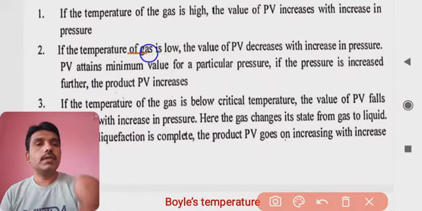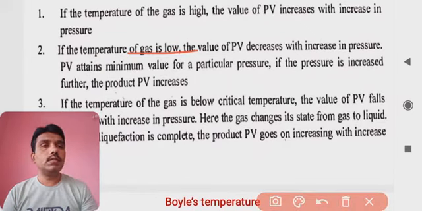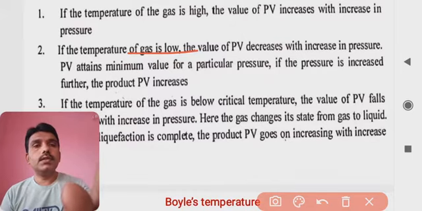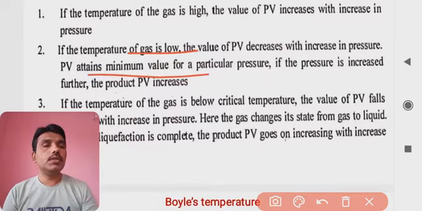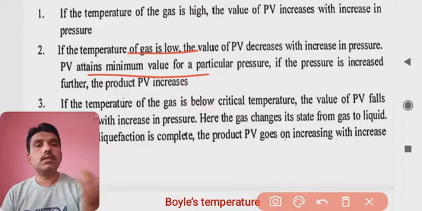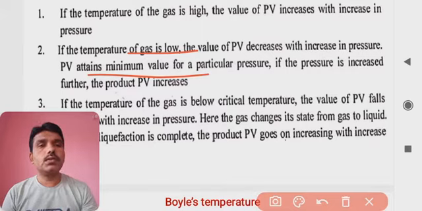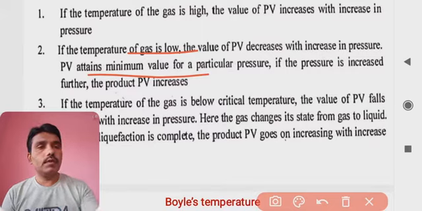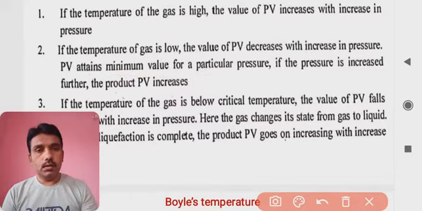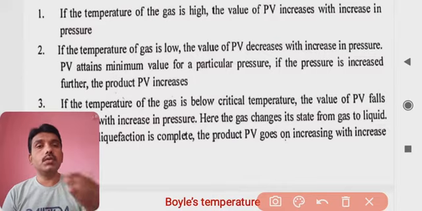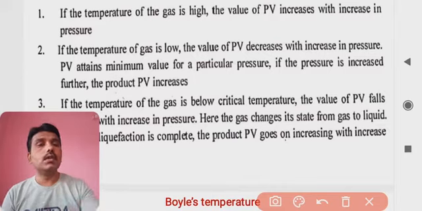if the temperature of the gas is low, the value of PV decreases with the increase in the pressure. PV attains a minimum value at a particular pressure. If the pressure is increased further, the PV also goes on increasing. So at the critical temperature, this decrease of the PV is going on, and then afterwards there is an increase in this PV with the P after the liquefaction limit, above the critical temperature. After that liquefaction is going to be completed.